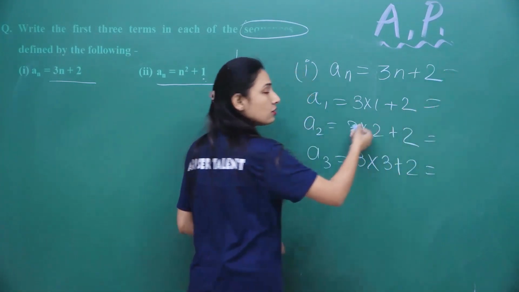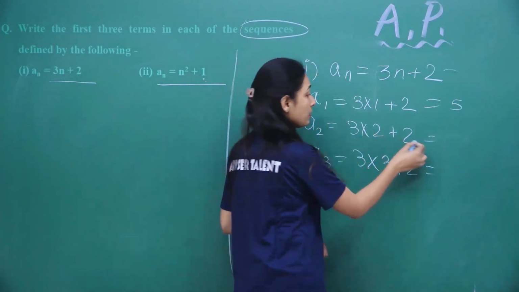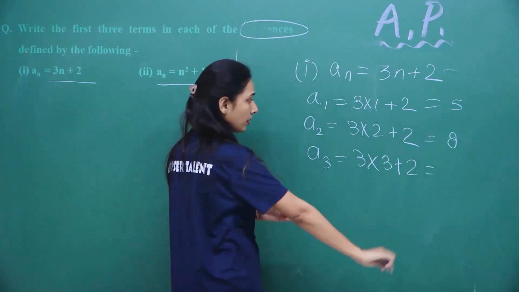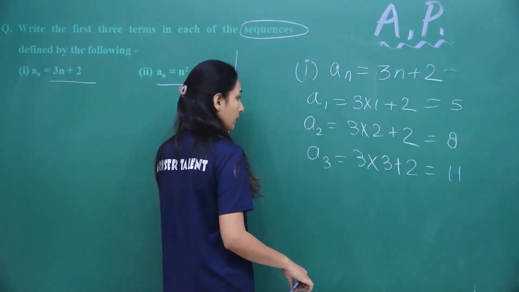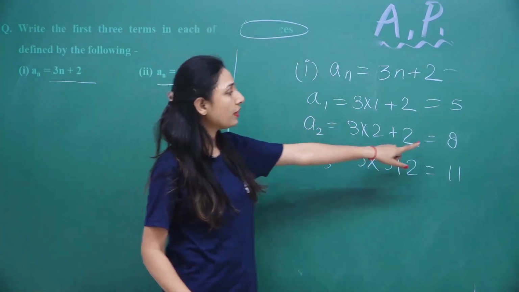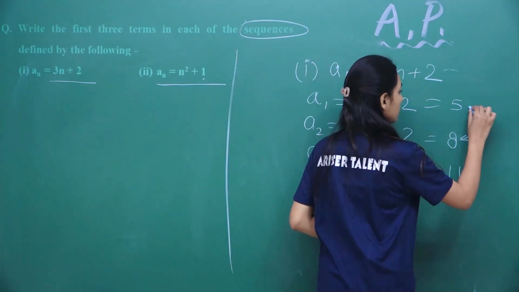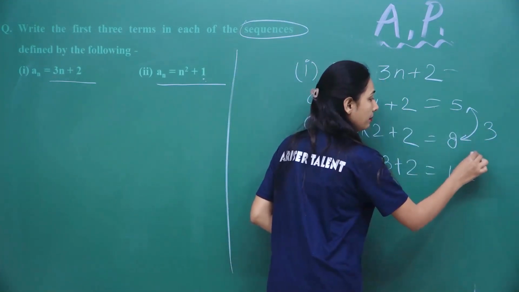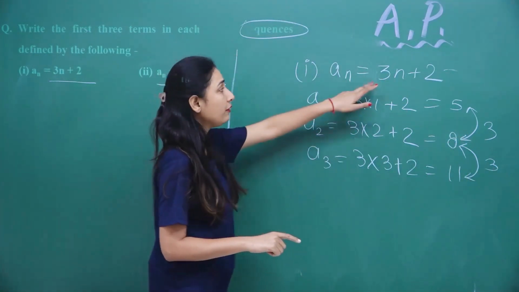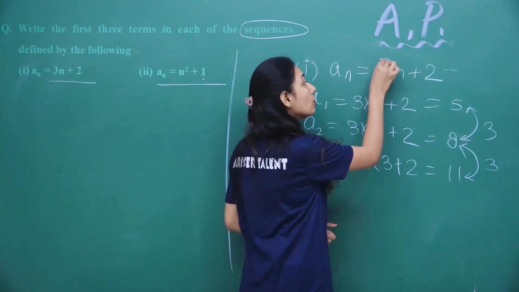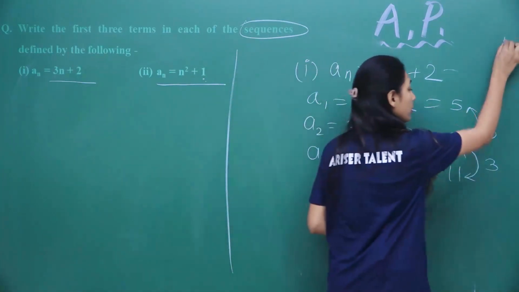Now you can just solve these. That will be 5, and here that will be 6 plus 2, 8, and here that will be 9 plus 2, 11. Now the common difference is 5 here, 8 minus 5, 3, 11 minus 8, 3. So the common difference is 3 here, and because it's linear, the coefficient of n, that is 3, will be the common difference 3, which is shown here.